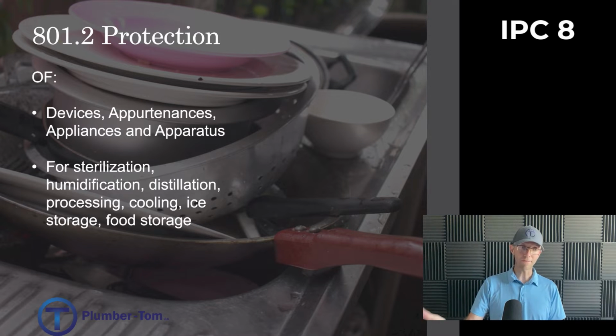And these devices, appurtenances, appliances, sinks, apparatuses are used for sterilization. So you can imagine like we're sterilizing hospital equipment. Better make sure we're not going to get contamination from the drains. Humidification is putting moisture into the air. We wouldn't want contaminated water or waste coming through the air that we're going to breathe. Distillation, that's the purifying or cleaning out of water by distilling it. Processing, cooling, ice storage, and food storage. These are all examples of things or scenarios that we need to protect.